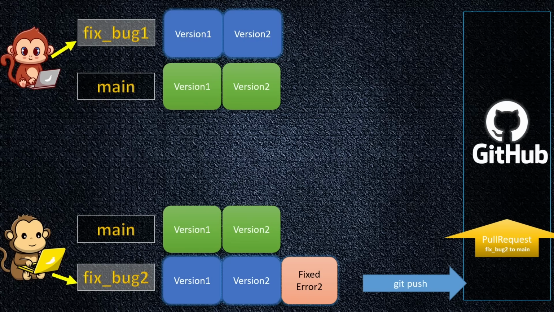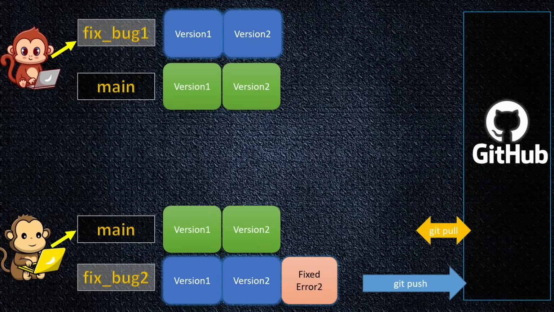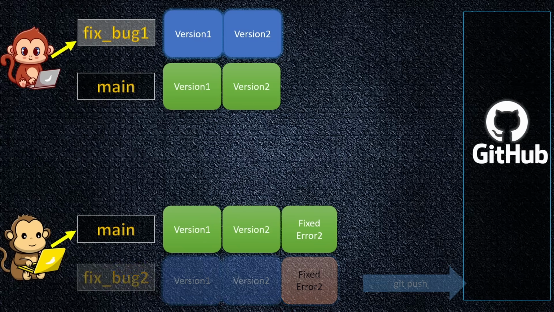He makes a pull request to ask somebody to review his code. He wants to merge his branch fix bug 2 into main. And finally, he does the merge into the main branch. After it, he switches to the main branch and executes the command git pull in order to get all the commits. And after this, he can delete his branch fix bug 2.